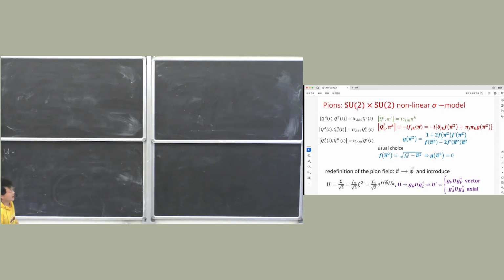U is defined in the last line. We can just copy it here. So is it clear enough? Or I should write it larger? Okay, okay.